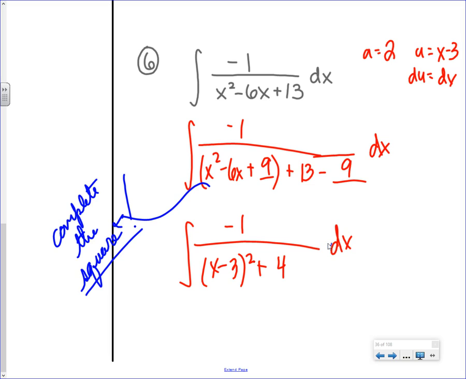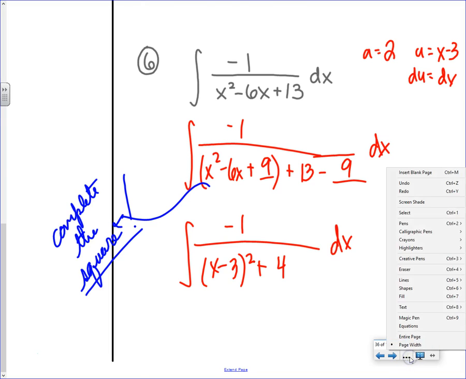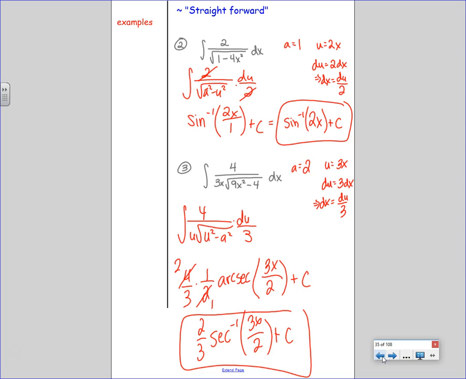For inverse secant, you need 1 over n. So I wrote 1 over 2. And then I reduced, so I got 2 things. Does that make sense? Good, good, good.